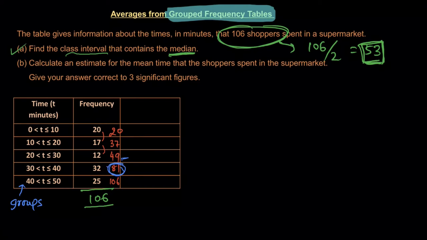So my median is this group. So you can say my median group is 30 less than t less than or equal to 40, and that's where my median value lies. So that answers our part A. Now to answer part B, it says calculate an estimate of the mean.